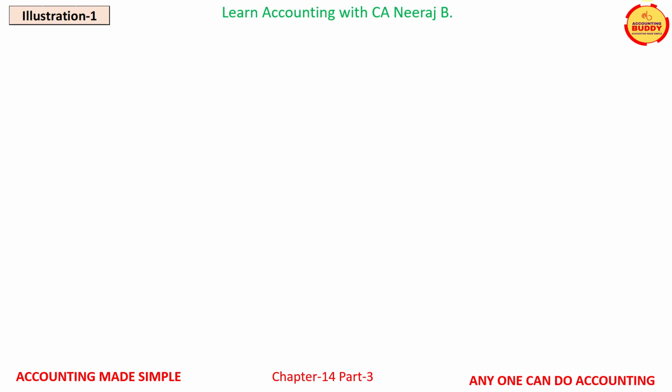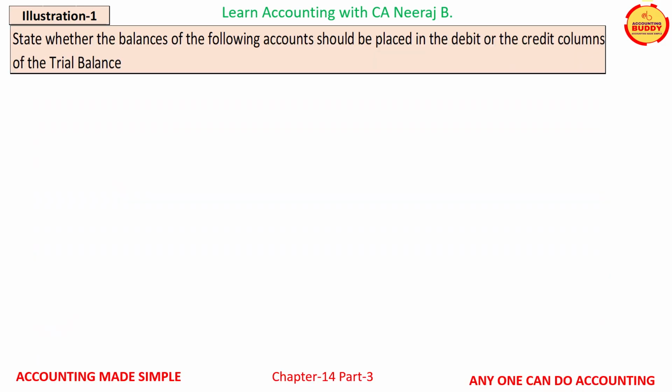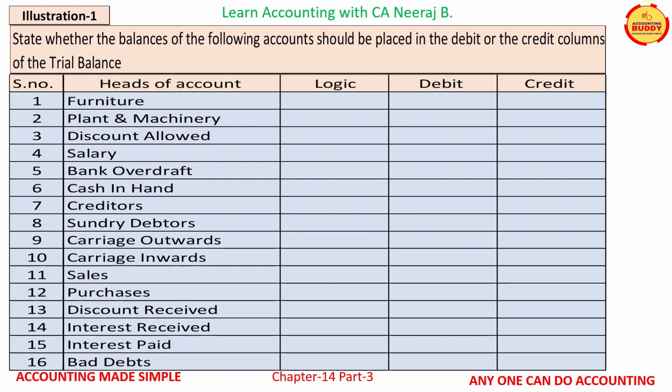Next illustration is: state whether the balances of the following accounts should be placed in the debit or the credit columns of the trial balance. List of 16 chart of accounts is displayed on your screen. First head of account is furniture. As a tangible asset, furniture is recorded in the debit column of the trial balance. This aligns with the accounting principle that all assets inherently carry a debit balance.